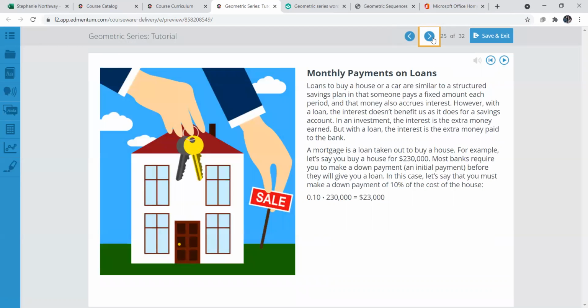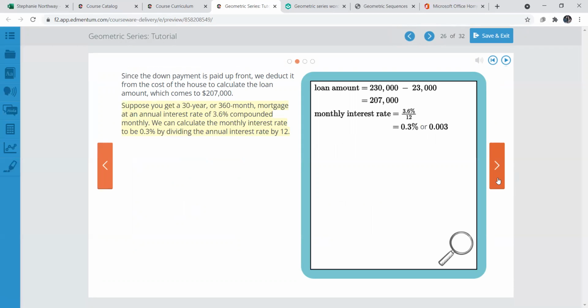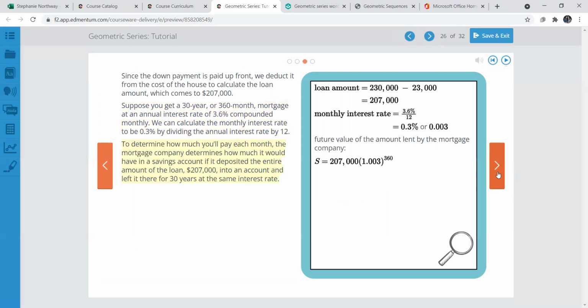Okay, so this talks about loans, taking out a house loan, like taking out a mortgage, for example. Now, say there's an interest rate on the mortgage plan, which there are interest rates on loans, and then over time, you end up paying a little bit more. So here's the loan amount, and let's go down. Okay, so say the monthly interest rate is 3.6%, or 0.003. Keep multiplying this as time goes on.